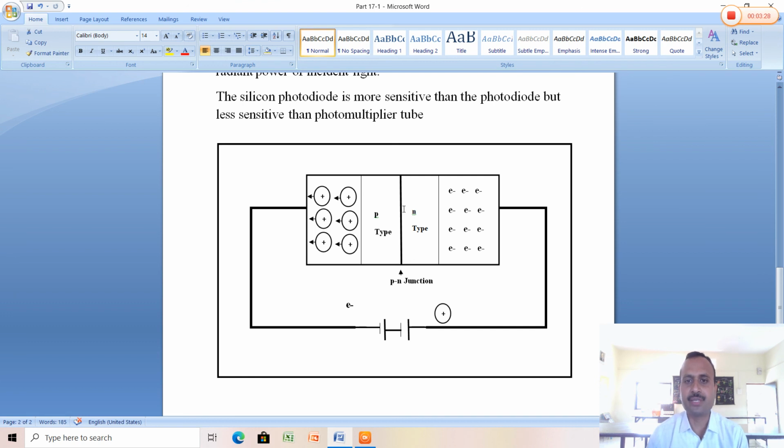So that is the main principle, working principle and construction of the silicon photodiode. So with this content I conclude this lecture.